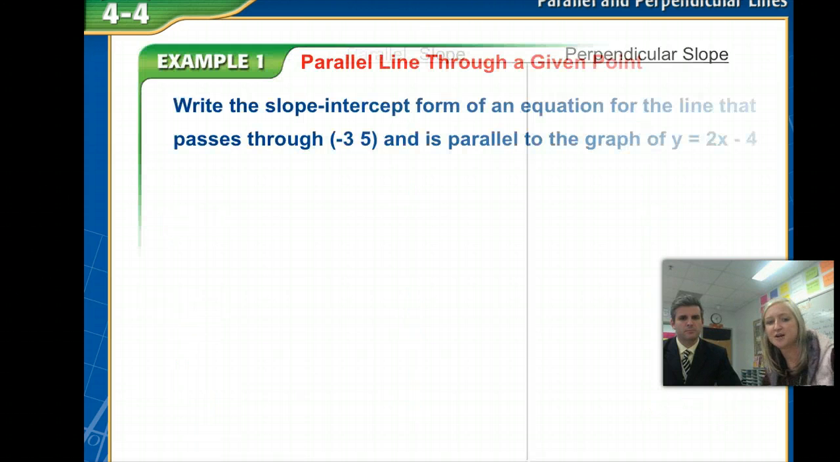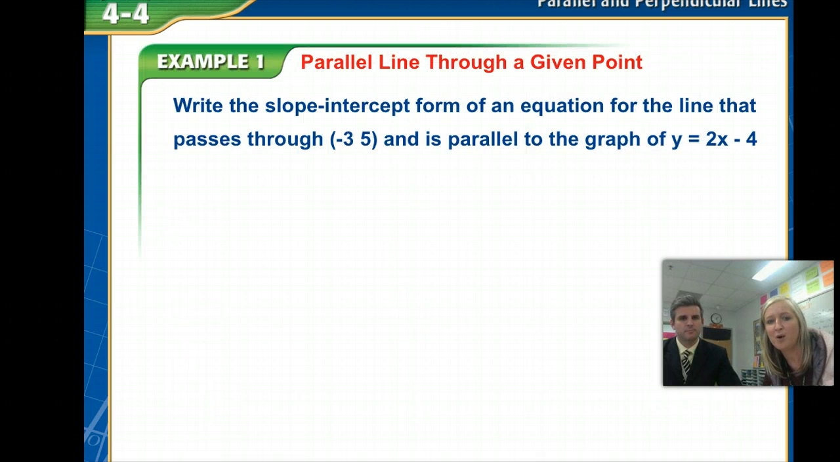All right, so let's get started. Example number 1, parallel line through a given point. Write the slope-intercept form of an equation of a line that passes through (-3, 5) and is parallel to the graph of y equals 2x minus 4. The first thing that I'm going to do is identify my x equals -3, my y equals 5, and then if it's parallel, what is my slope going to be for this equation?